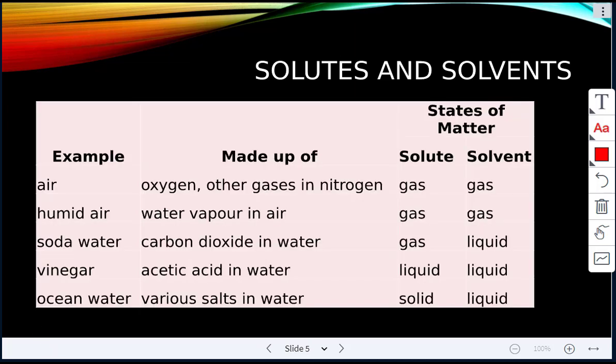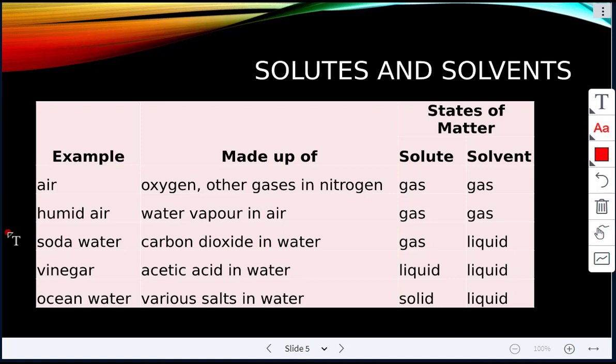All right, so here we're looking at solutes and solvents. So like we said, it could be a solid, liquid, or gas. So in our first example, when we look at air, air is made up of oxygen and other gases like nitrogen. So the solute is the gas, the solvent is also the gas. When we have humid air, there's also water vapor in the air. Again, the solute is a gas, the solvent is a gas.